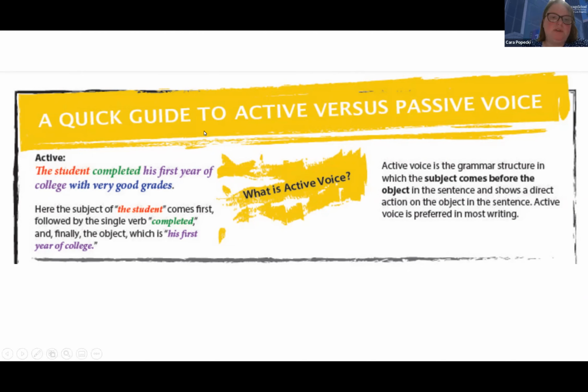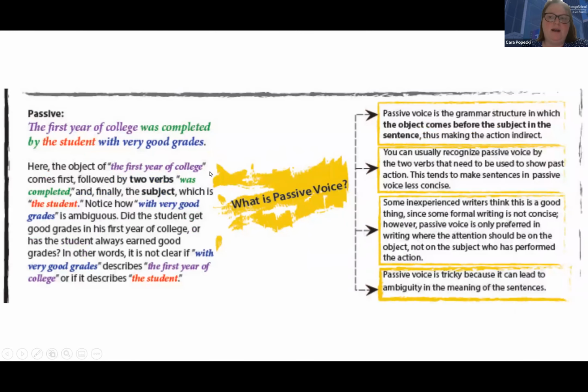So what's the difference between active voice and passive voice? We'll take a quick look. So obviously it's when the object comes before the subject of the sentence, right? So the first year of college is the object and it's coming before the subject, which is the student. So the first year of college was completed by the student. So how do you know if you're using passive voice? Often you have to use more words to express your passive sentence. This one uses was completed by, whereas the other sentence just said completed, right?